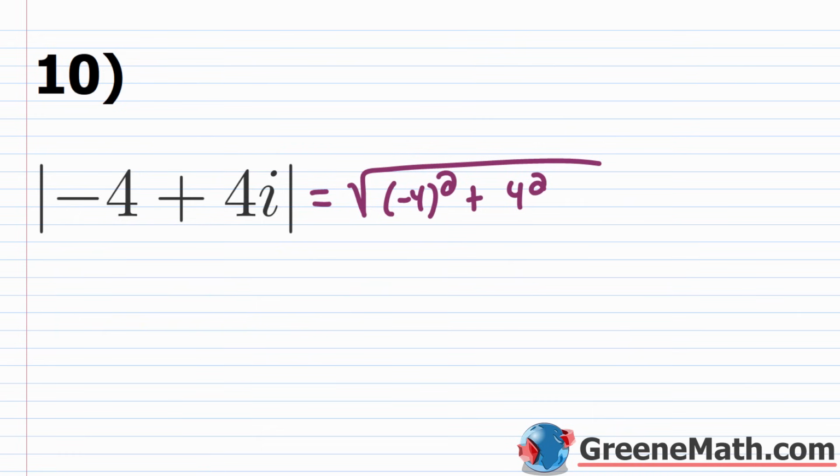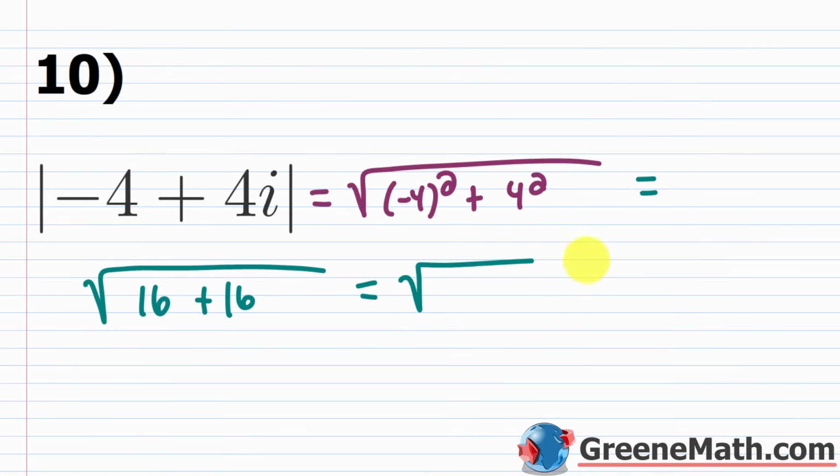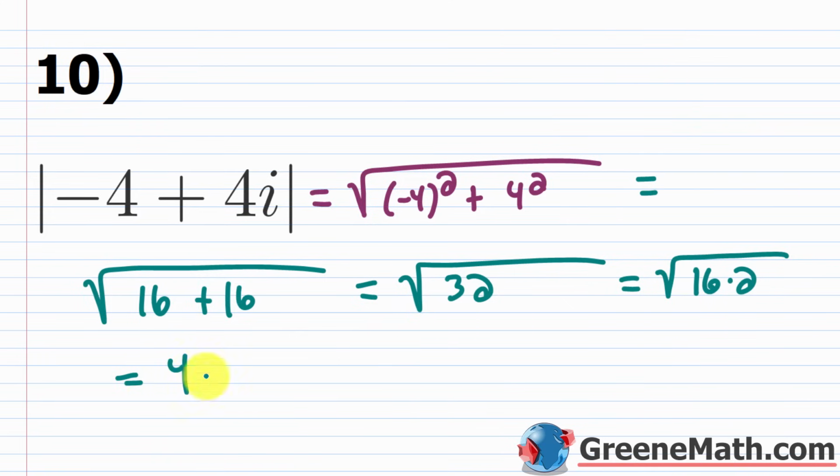But 16 plus 16 is going to be 32. But if you want to shortcut this, I wouldn't write 32. I would go 2 times 16 because 16 is a perfect square. Let me not lose anybody. Let me just go step by step. So first, this would be the square root of 16 plus 16. And this equals the square root of 32. But again, I'm going to break this up and say this is the square root of 16 times 2 because 16 is a perfect square. So I'll say this is equal to the square root of 16, which is 4, and then times the square root of 2. So 4 times the square root of 2 is going to be the absolute value of this complex number.